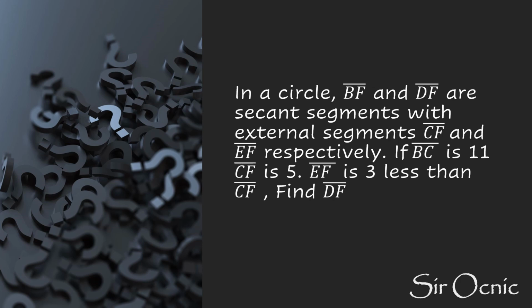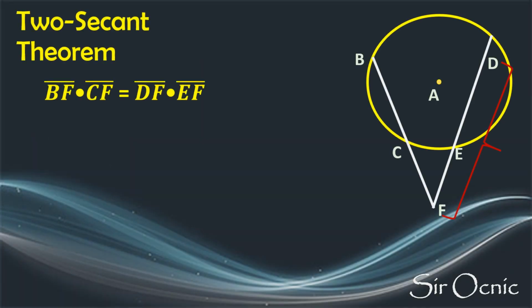Let's have our second problem. In a circle, segments BF and DF are secant segments with external segments CF and EF respectively. If segment BC is 11 and CF is 5, EF is 3 less than CF, find the measure of segment DF. We may illustrate the problem using this figure. Segment BC measures 11 units, segment CF measures 5 units, segment EF measures 2 units, and we are going to identify the length of segment DF and represent it by x.